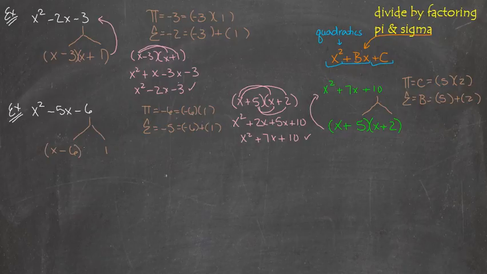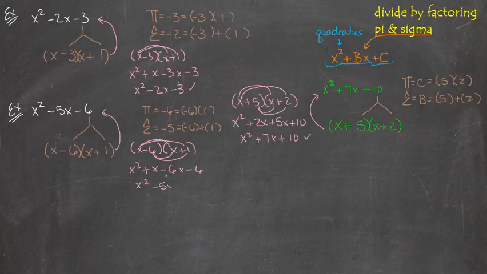The factors are x minus 6 and x plus 1. Let's check it. X minus 6 times x plus 1. X times x, x squared. X times 1 plus 1x. -6 times x is minus 6x. -6 times 1 is minus 6. X squared minus 5x minus 6. I ended up right back where I started, so I know I factored properly.